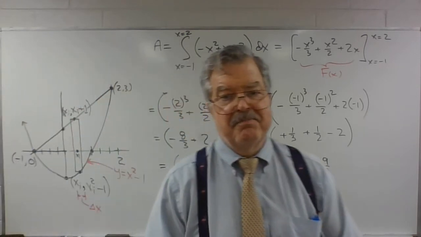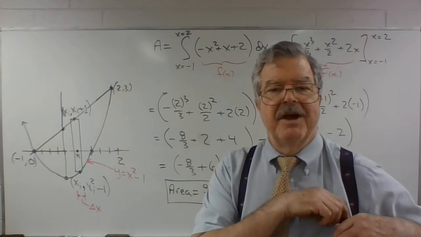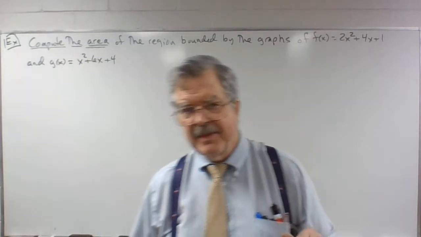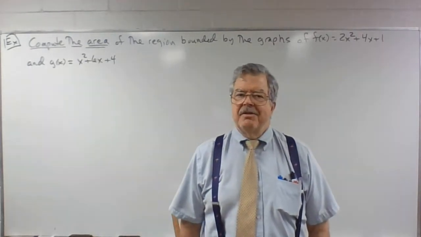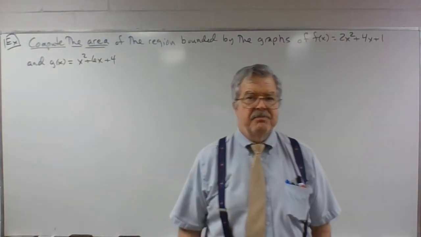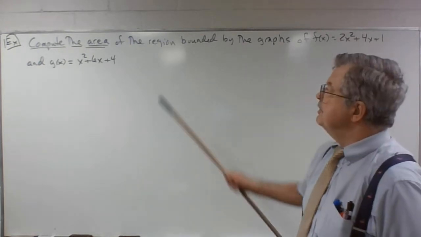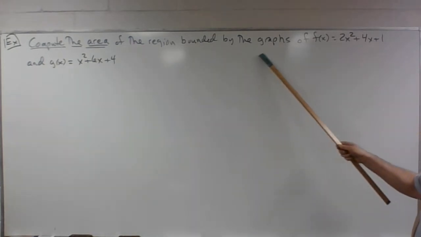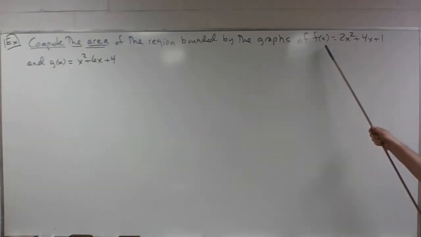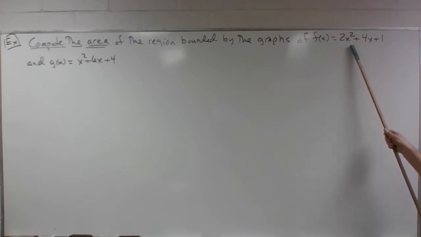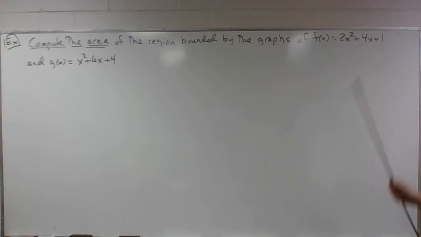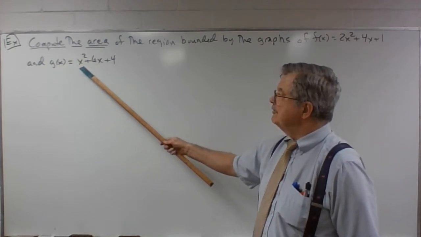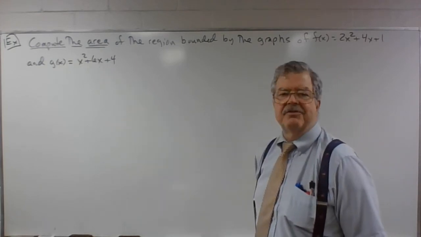You know what I think? I think it's time to do another exercise. Okay, another problem, an area problem, and we're going to solve this using the Riemann sum approach. Compute the area of the region bounded by the graphs of f of x equal 2x squared plus 4x plus 1 and g of x equal x squared plus 6x plus 4.